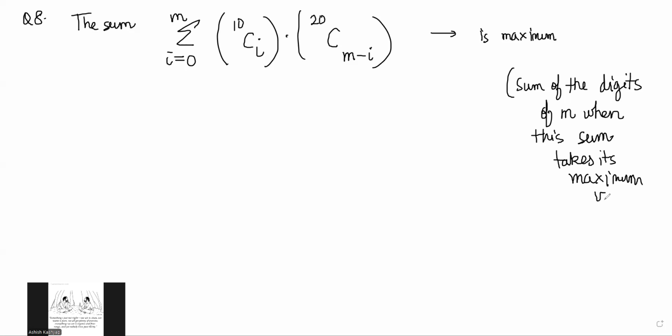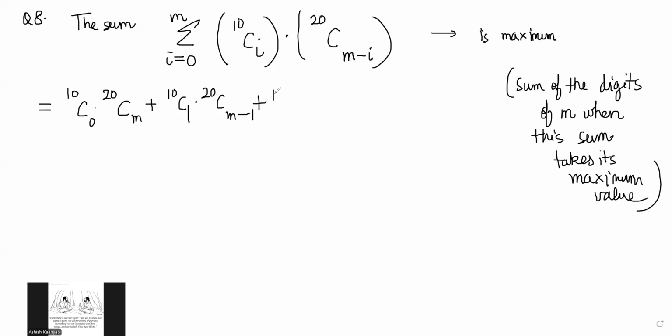So we'll understand what has to be done when we try to approach this problem and see what is coming here. So let's write a few terms here to get a sense. This is 10C0, 20C m plus 10C1, 20C m minus 1 plus 10C2, 20C m minus 2, and so on till 10Cm and 20C0, right? That is the last term that you are getting, correct? Now, how will we get this?